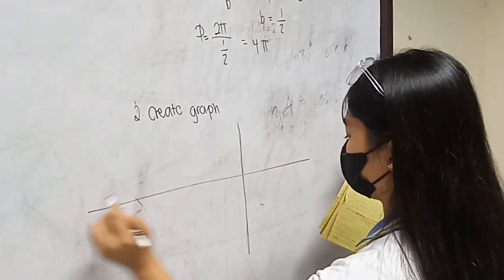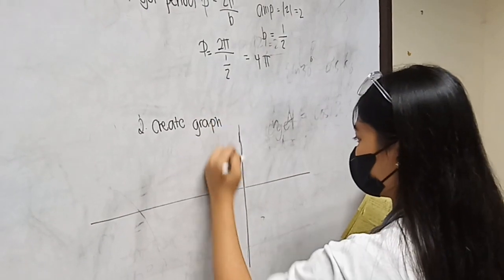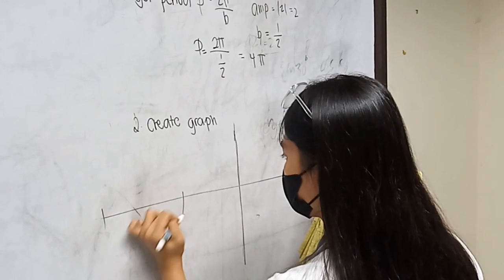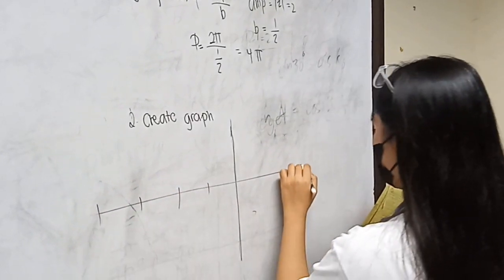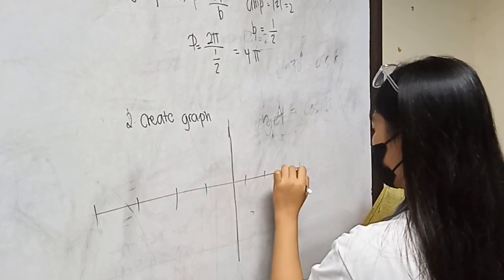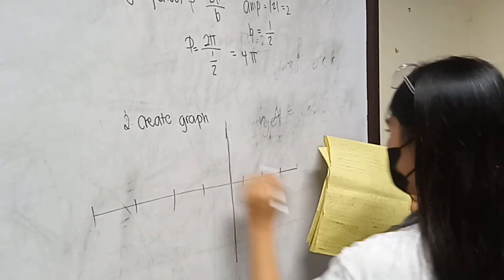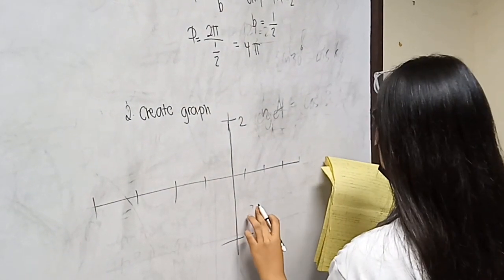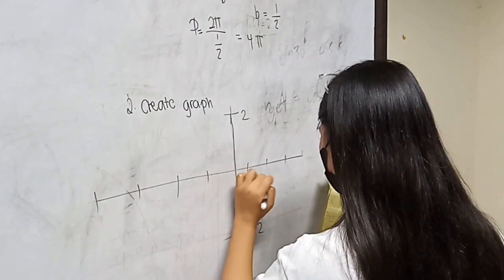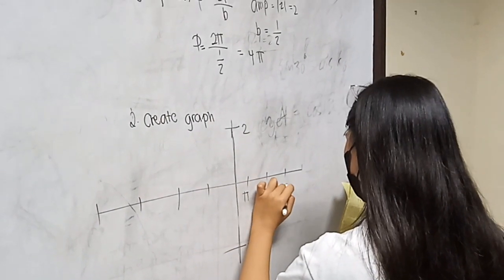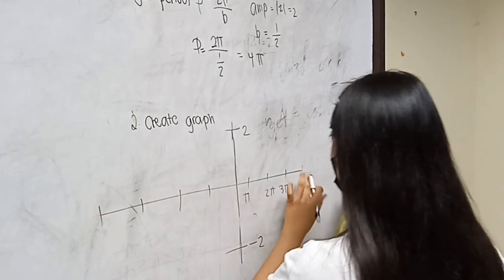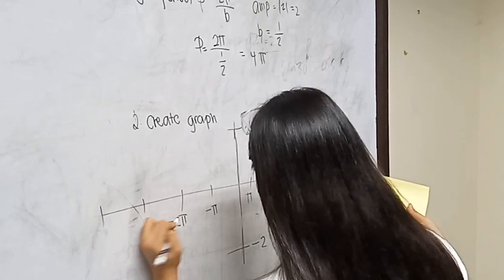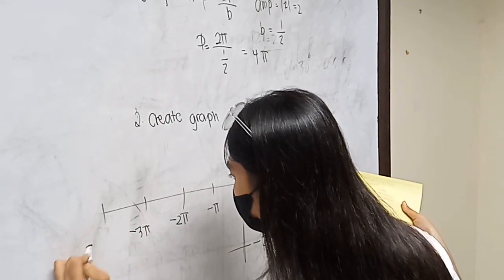Our next step is to create a graph. In creating the graph of a sine function, we need to divide it into 4 sections. Next is to label all the parts. We will label our y-axis as our amplitude, which is 2, and our period is on the x-axis. We will label it 4 pi as the value of the end, which is the endpoint.